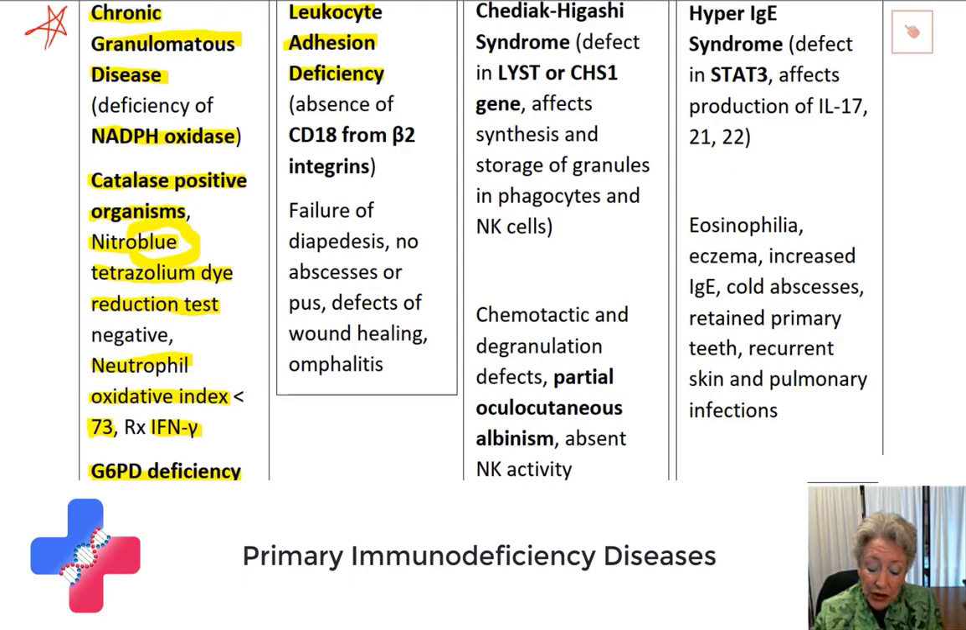Leukocyte adhesion deficiency, a deficiency of CD18 from my beta-2 integrins. So remember, those are involved in the tight binding that allows my white blood cells to leave the circulation and go into areas where they are needed that are inflammatory sites. So I'm not going to be able to create abscesses or pus. I'm going to have deficiencies in wound healing, one of the first of which is going to be omphalitis, the failure to reject the umbilical stump.